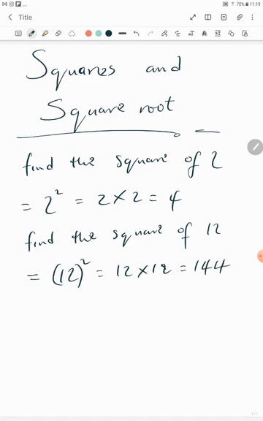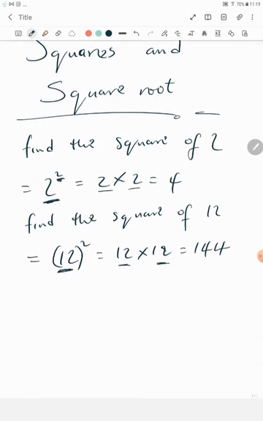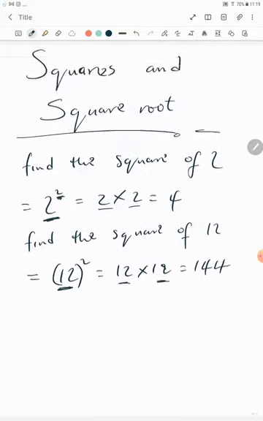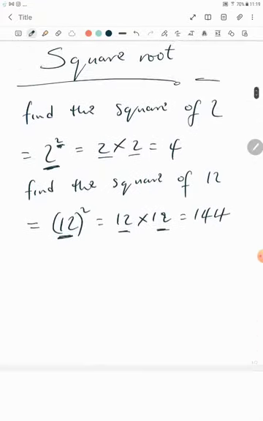This is something foundational, and it's very important. When you are asked to find the square of a number, it's the number raised to the power of 2, and that simply translates to the number multiplying itself 2 times. This means 2 multiplies itself 2 times, that's 2 times 2. And 12 multiplies itself in 2 places, and that's 144. So that is the fundamental knowledge when it comes to squares.